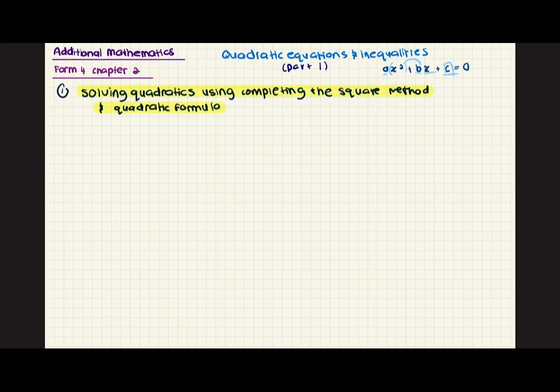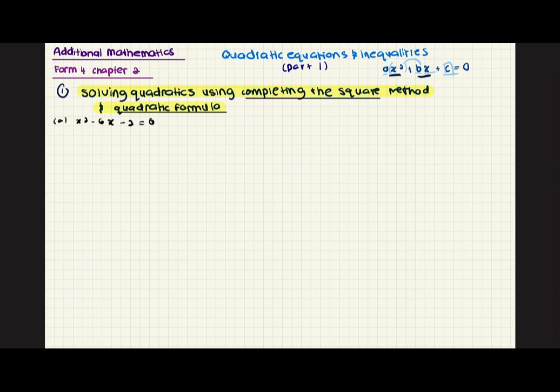Okay, so now let's look at the first thing we need to know about quadratics. Okay, let me write out the question. Solving quadratics using completing the square method and quadratic formula. So there are ways to find the x in this standard form. Okay, there are two methods: completing the square, and also quadratic formula.